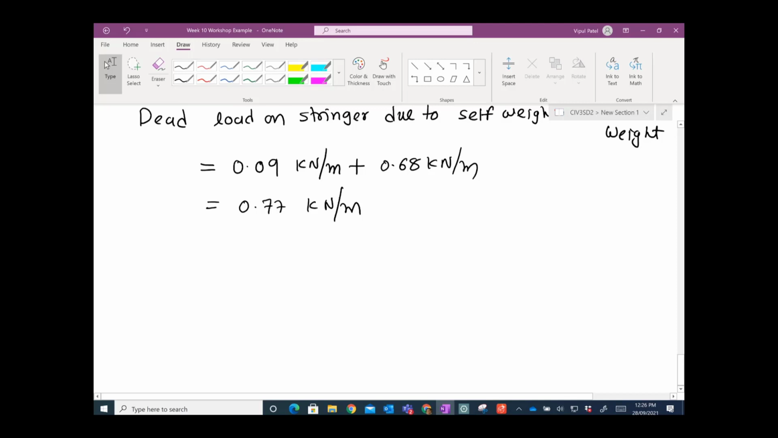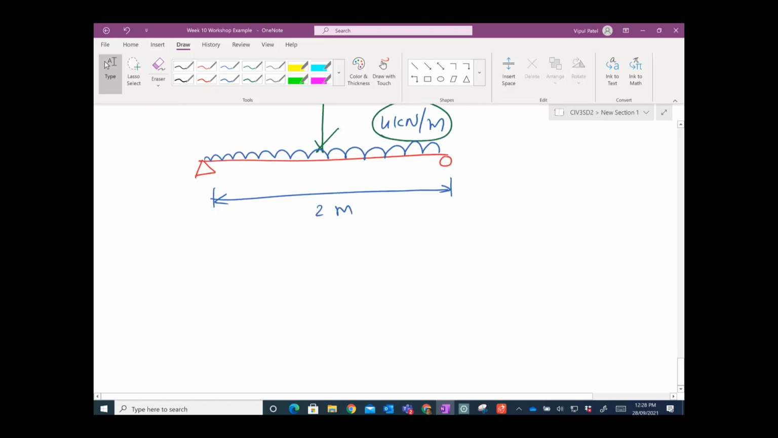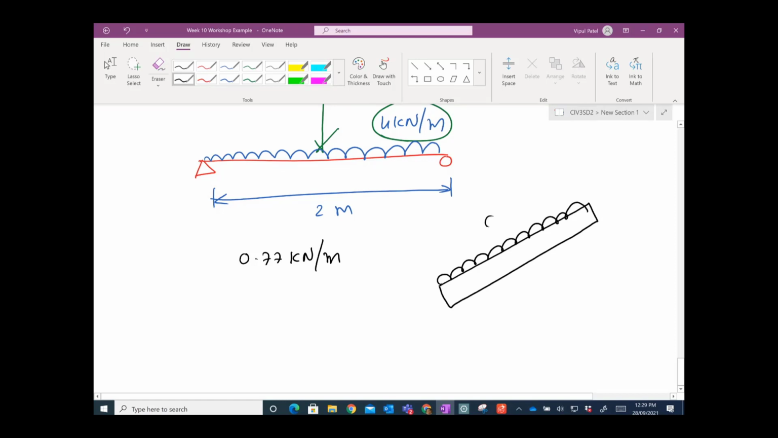Now let's find the permanent load and then design forces and actions. Okay, any questions so far? Unmute yourself if you have any questions. Any questions, by the way? We have so far calculated the dead load, which is 0.77 kilonewton per meter, coming on to these stringers. That is just the dead load, and it doesn't change over the life of the structure. It will be there the whole time.